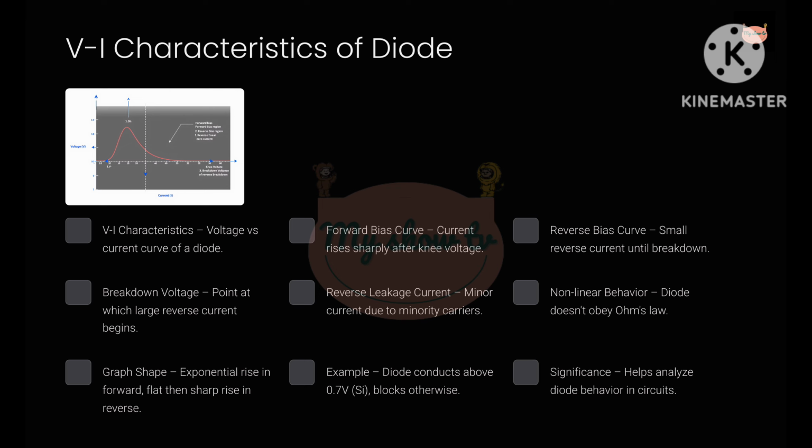You can think of it this way: in forward bias, a diode acts like a closed switch after 0.7 volts. In reverse bias, it acts like an open switch until breakdown. This characteristic curve helps designers choose the right diode for the circuit, depending on the required voltage and current.